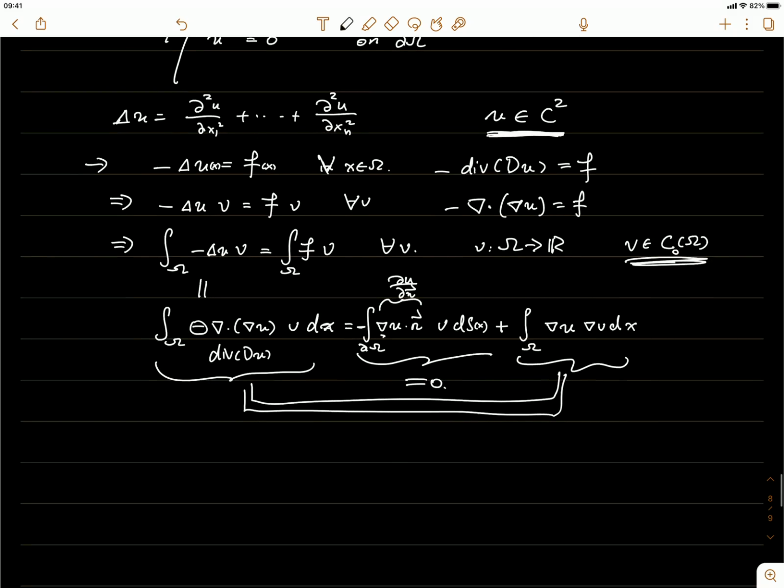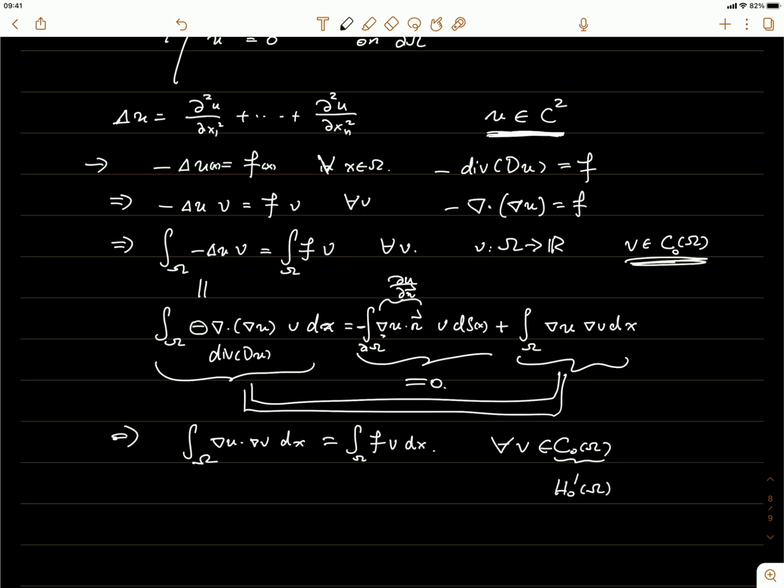Okay, so this implies that the integral of the gradient u times the gradient v dx should be equal to the integral of fv dx. So what we have done so far is we said that if u is a solution to the PDE, to the Poisson equation, then this should be true for any v in this space. Okay, and it is pretty easy to show that this one is dense in this space.